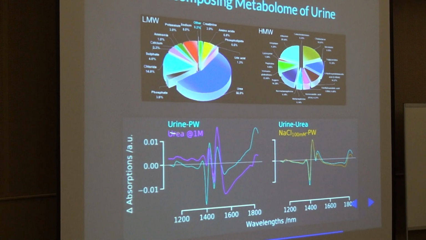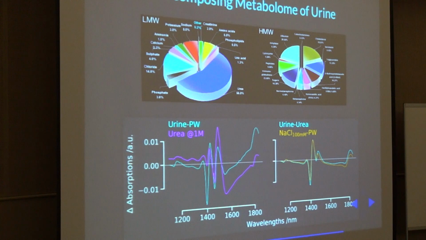and in that way decompose the spectrum of urine into pure water, urea, and whatever is left, which can also be subtracted, and whatever is left in this difference. And then we can gradually reduce the complexity of the urine spectra and improve the understanding.